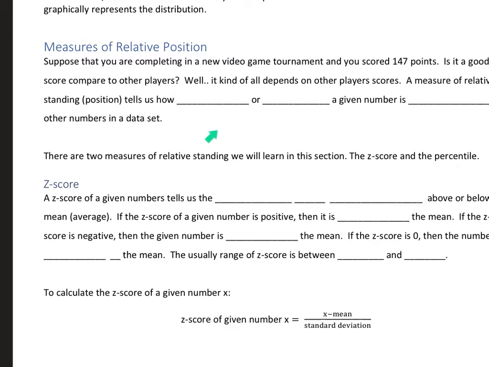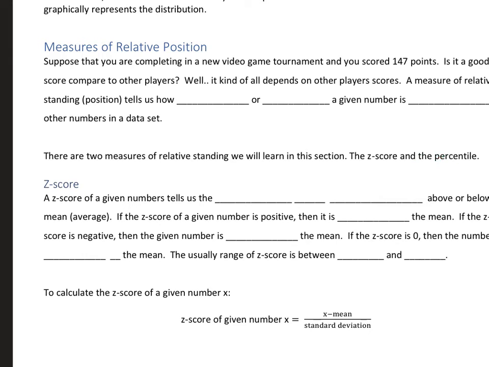Suppose you're competing in a new video game tournament and you scored 147 points. So you're thinking, wait, is it a good score or not a good score compared to other players? When we talk about comparison, like comparing data values, like I got 147, is it a good score or bad score? One way to think about it is, what do I want to compare with, other people? So the answer to whether it is a good score or not kind of depends on other players, right?